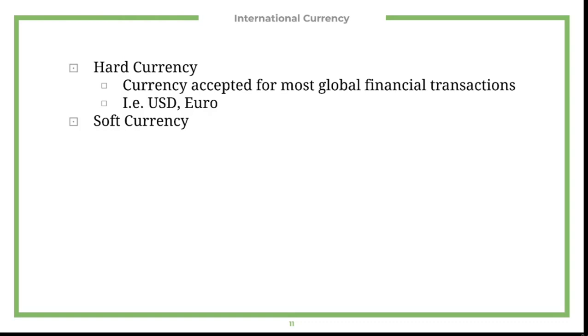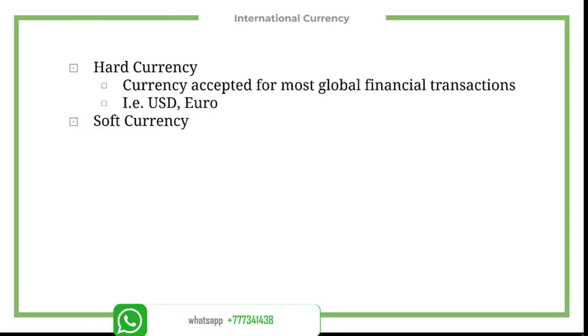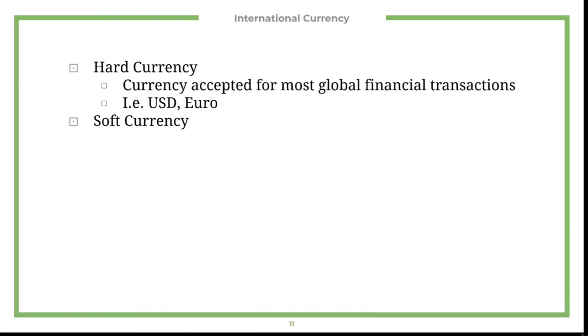And now let's talk about international currency. There are two different kinds: hard currency and soft currency. Hard currency is currency that's accepted for most global financial transactions. Two of the more popular hard currencies are the USD and the Euro.